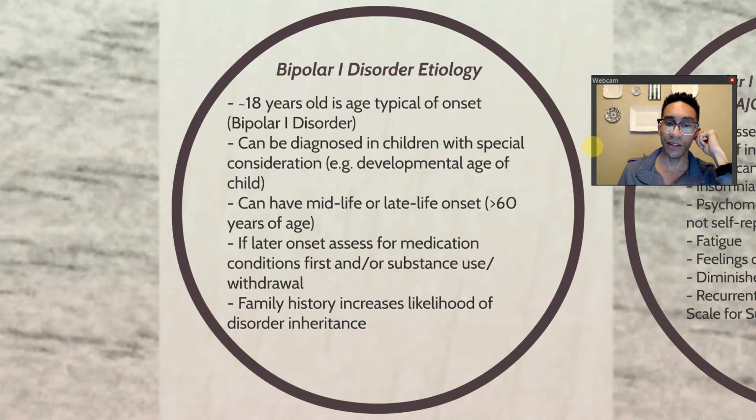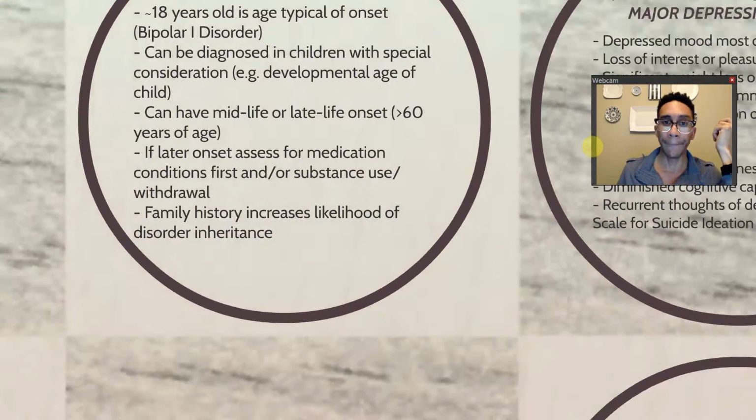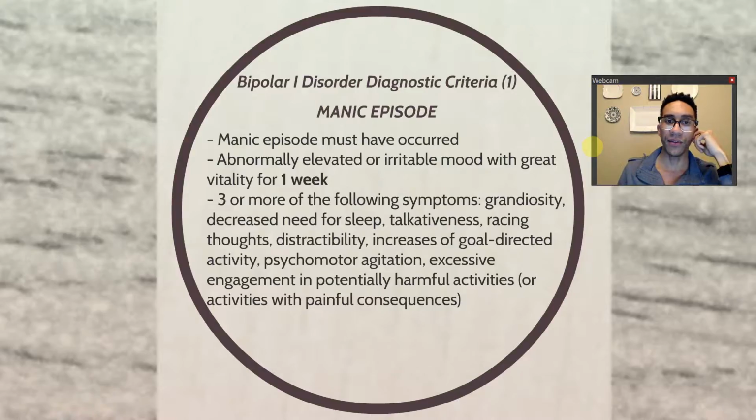Family history increases likelihood of disorder inheritance. So just like I said, if a parent has it, a kid might have it. So you want to check for that. So the manic episode, this is just some of the criteria that are required. So a manic episode must have occurred.